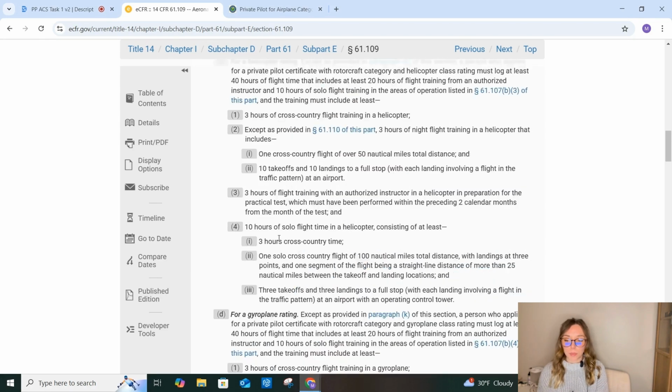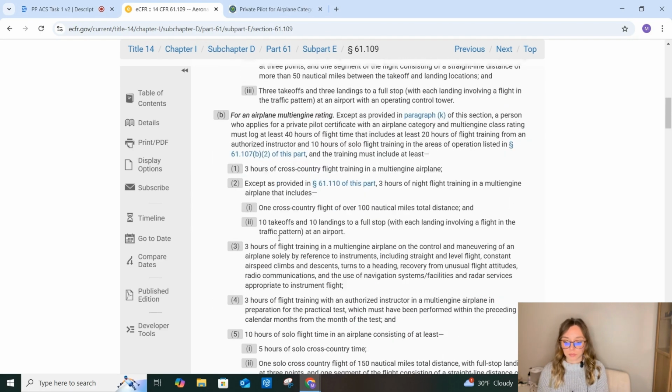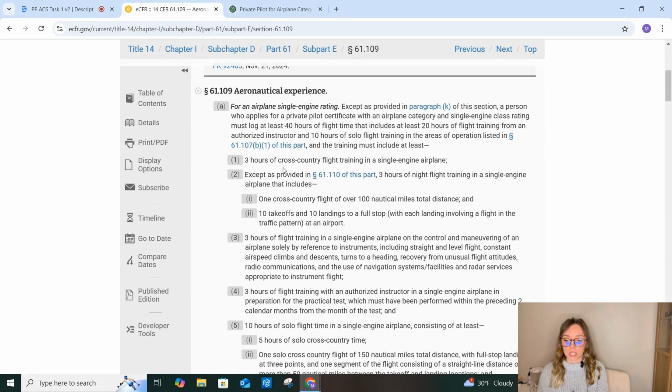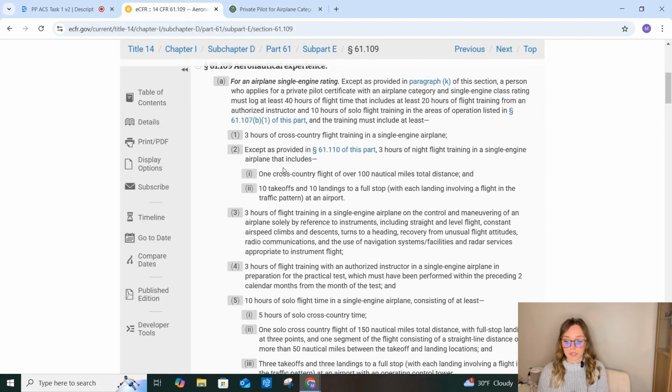I'll recap what is said above, because this is the only part that pertains to the single engine land. Okay, 3 hours cross country, 3 hours night, including a night cross country, 100 nautical miles, 10 takeoff and landings to a full stop at night. 3 hours instrument.